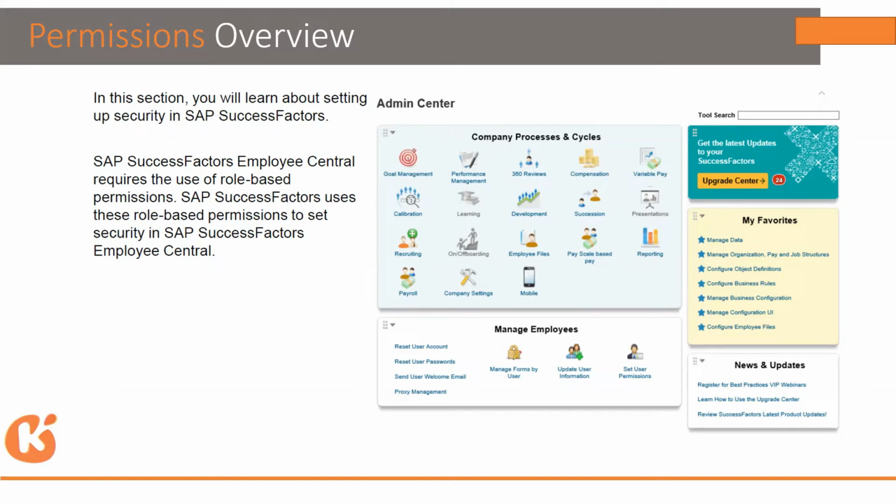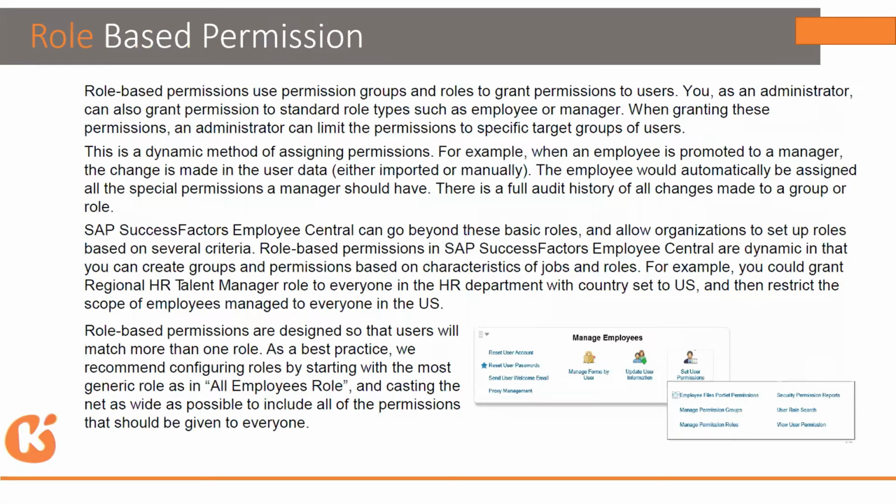So you're talking about RBP, role-based permissions? Right. I'm talking about RBP, which is role-based permission. So we're going to see how we can give all this access to different people. That's where we can control everything, what access has to be given and what access does not have to be given. So here you can see the role-based permission. In your role-based permission, you will see manage permission group and manage permission role.